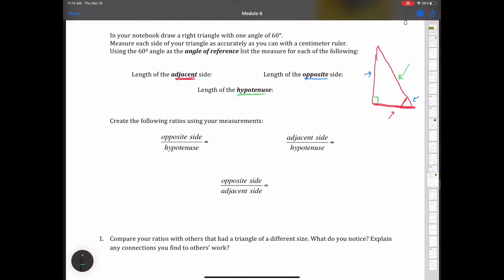So now that you've drawn that right triangle, hopefully you will also have measured the sides. If you haven't measured those sides yet, go ahead and take that time to measure them really quickly.